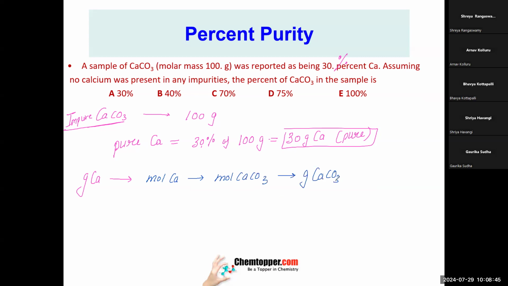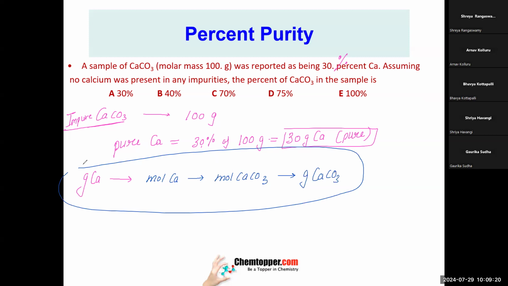Okay, Gorika, question for you. You have understood this method, this planning? Is there any doubt in this planning, Gorika, anywhere? Gorika, Bhavya, Arnav, please confirm here. Because if you are not able to make out what we are writing here, then you won't be able to do these types of questions. Okay, Bhavya, good.